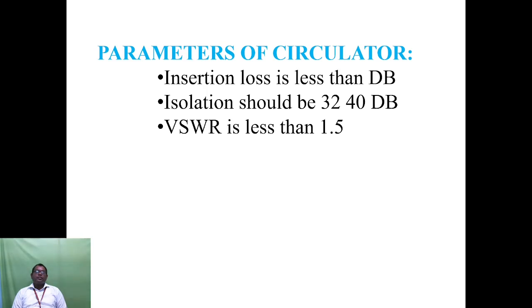Now we will discuss the parameters of the circulators. A circulator is a multi-port passive device. The insertion loss of the circulator is less than 1 decibel. Isolation should be 32 to 40 decibels, and VSWR, the voltage standing wave ratio, is less than 1.5. So these are the parameters of the circulator.